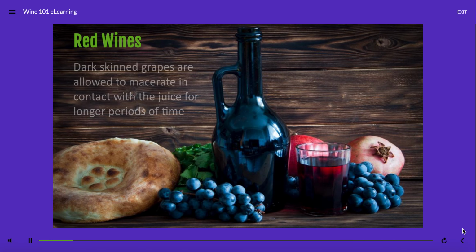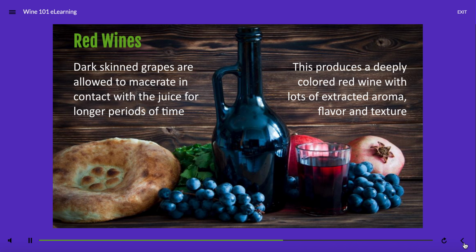Red wines. Dark-skinned grapes are allowed to macerate in contact with the juice for longer periods of time, sometimes up to 4 weeks. This produces a deeply colored red wine with lots of extracted aroma, flavor, and texture, as well as an additional component called tannin.